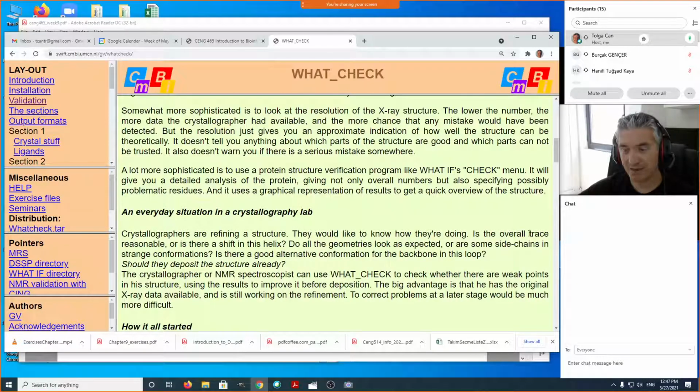Trace means here that backbone, or sometimes called the carbon alpha trace, which is like a three-dimensional curve. It's a curve in three-dimensional space. So is there a shift in this helix? Do all the geometries look expected? So it's basically looking at the distances, bond lengths, whether the bond angles are possible, viable, whether certain side chains can fit into that space.